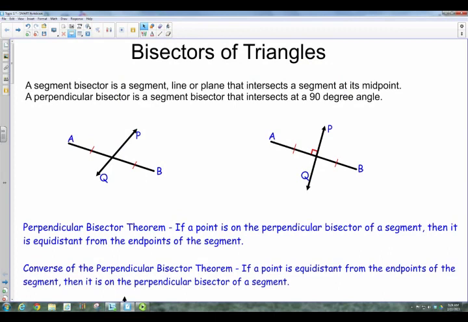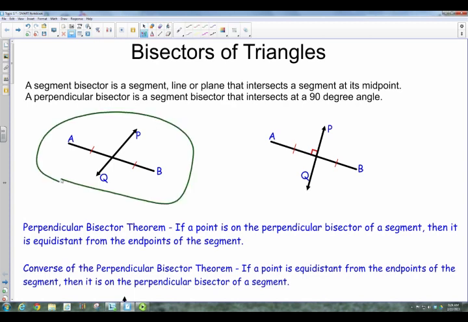Alright, so the first bisector we're looking at is what's called a segment bisector. A segment bisector is a segment, line, or plane that intersects another segment at its midpoint. Basically, when we say it bisects, it cuts it in half, and you can see that from this first drawing here. This and this are congruent, so it cut it directly in half.